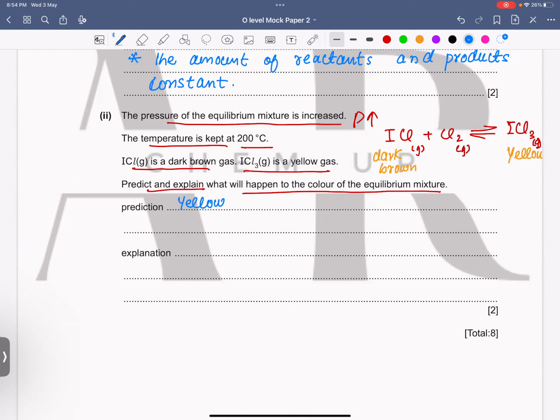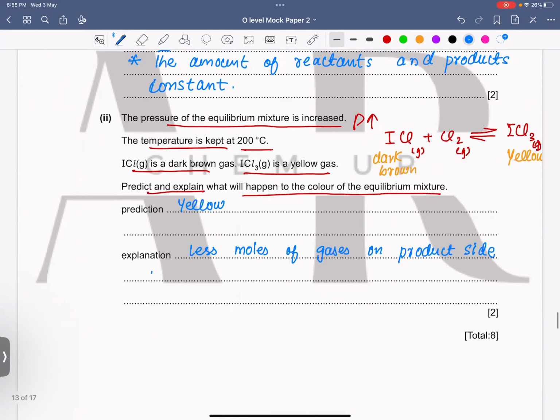What is the explanation? Fewer moles of gases on the product side, hence equilibrium shifts to the right. Oh, sorry, I said left, my bad. Equilibrium shifts to the right. Is this clear? Yes, the online students, is it clear? Yes, sir. Okay.